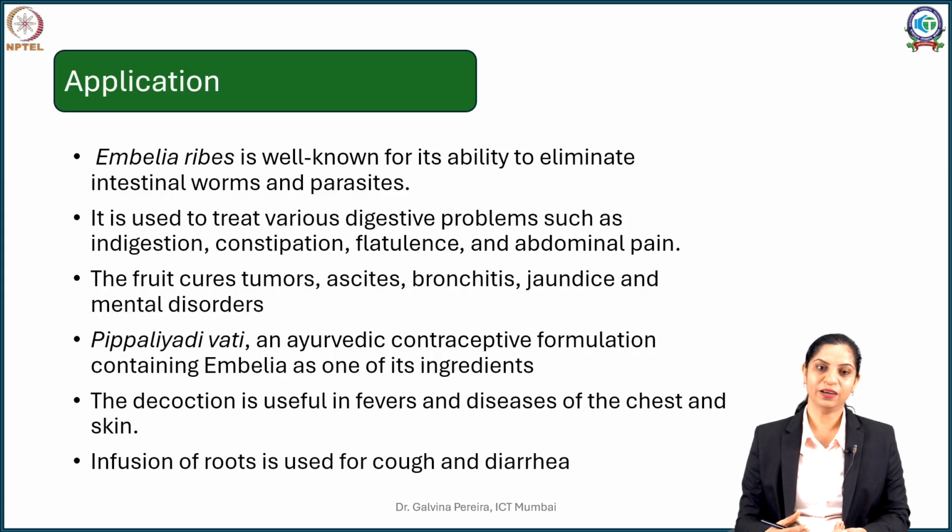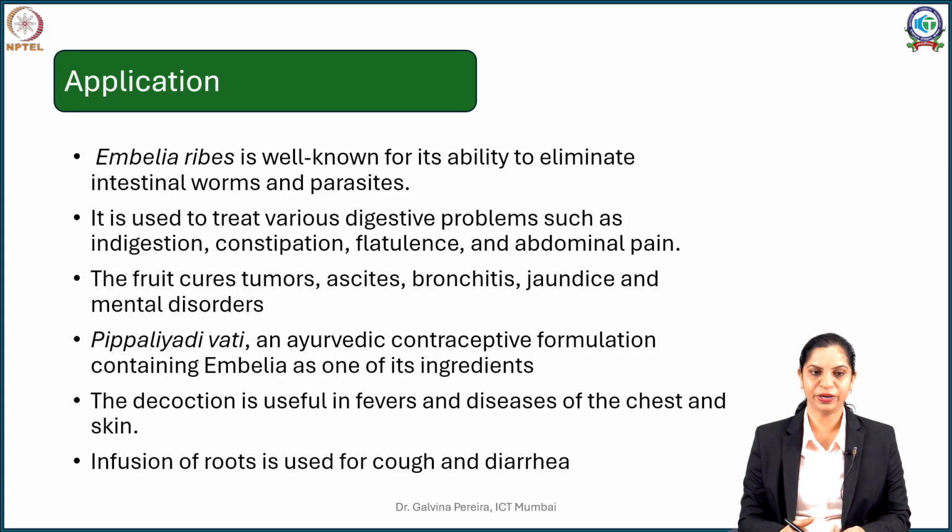Now, embelin is one of our anti-fertility agents. So it is used in spermicidal creams. It is even recommended in an Ayurvedic formulation called Pipaliyadi Vati. Now, this formulation is actually a tablet, an oral contraceptive tablet. It contains Embelia ribes as one of its ingredients. So yes, it has anti-fertility effects, and that is something we need to be cautious about when using it for other therapeutic purposes.